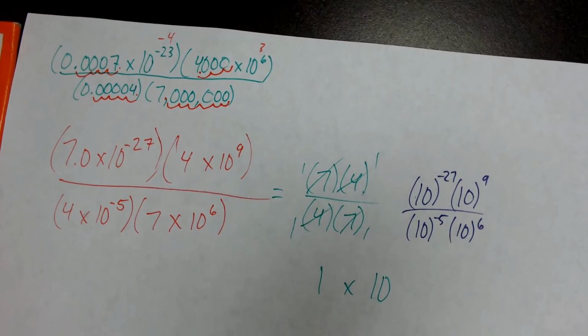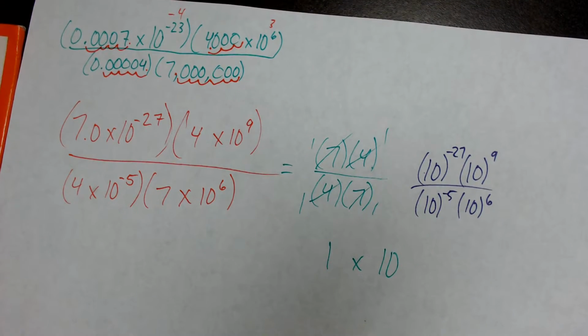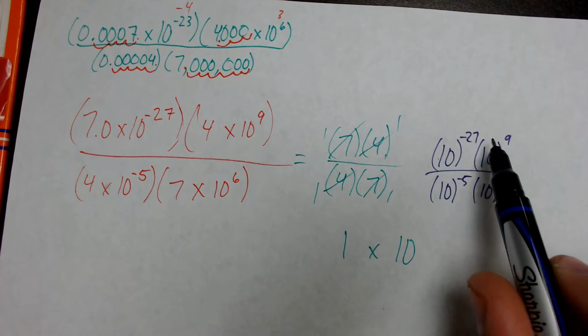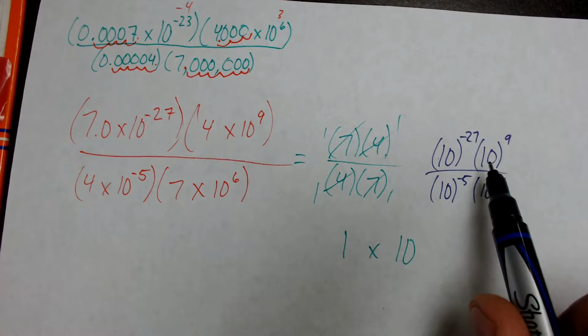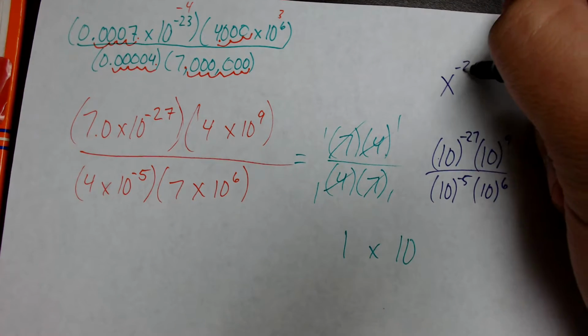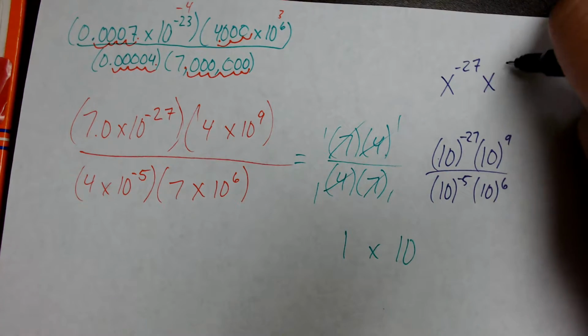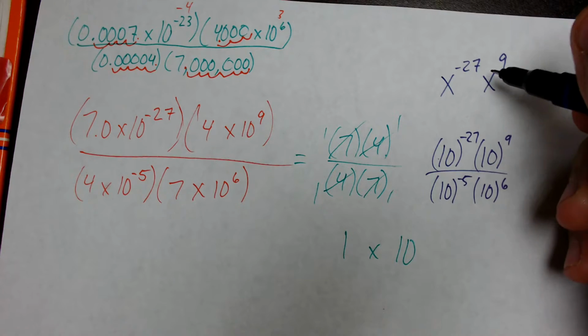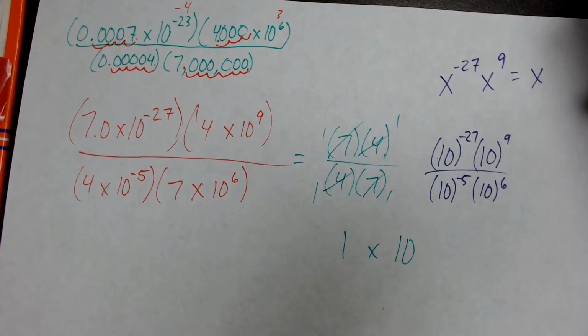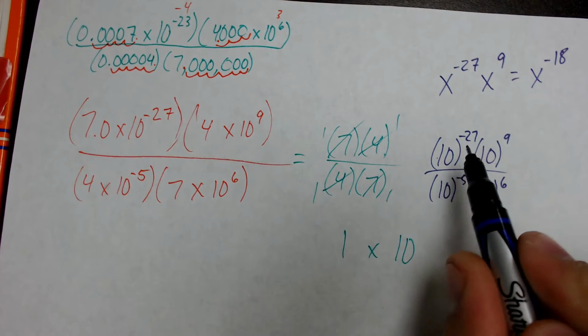To figure out that exponent, we're just going to use some algebraic rules that we already use, and we're going to apply them to our tens. Since our tens are exponent numbers with the same base number, all I have to do is add the exponents. It's the same concept as if I had x to the power of negative 27 times x to the power of 9. If we have this problem, we would just add the exponents, and that would give me x to the power of negative 18. We're doing the same thing here.